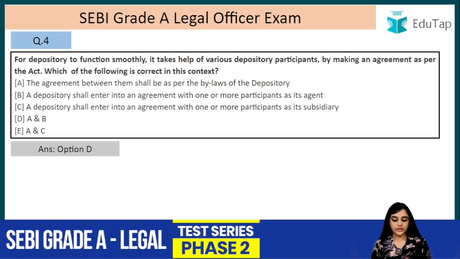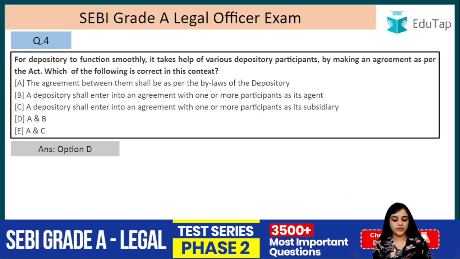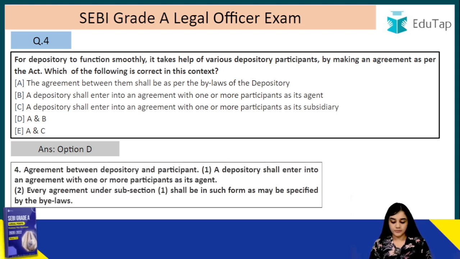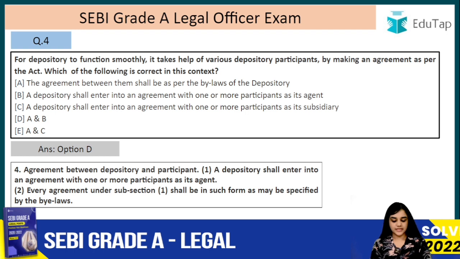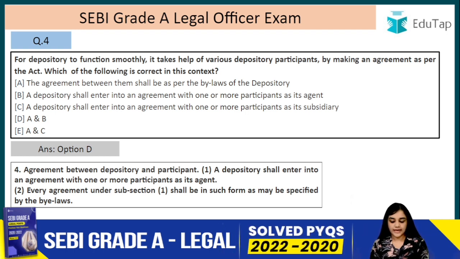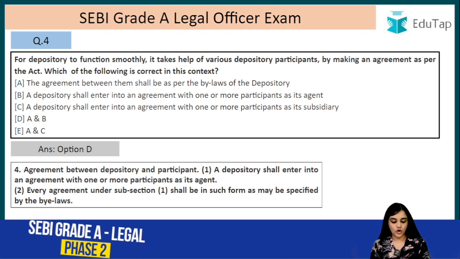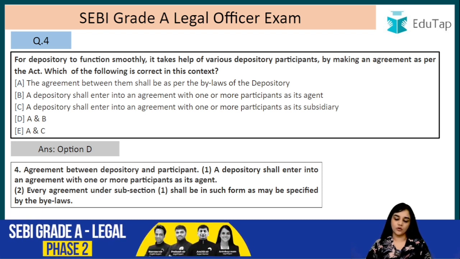The agreement between them shall be as per the bylaws of the depository, and the depository shall enter into an agreement with one or more participants as its agents. So I have told you that they act as their agents. Agreement between depository and participants, section 4. A depository shall enter into an agreement with one or more participants as its agent. Every agreement under subsection 1 shall be in such form as may be prescribed by the bylaws.